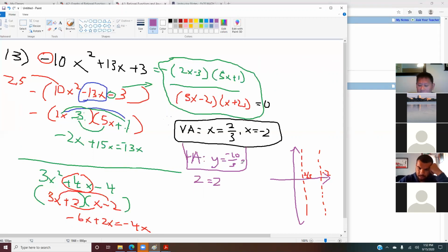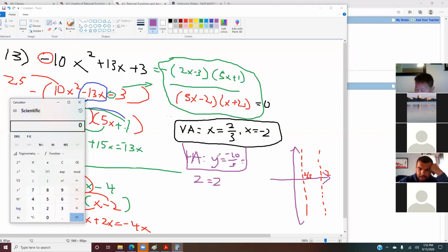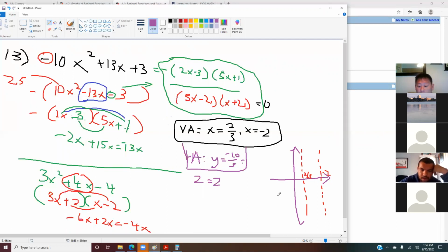What is negative 10/3? Let me use my calculator. Negative 10/3 is negative 3.333. So this negative 3.333 will be your horizontal asymptote. Your graph will look very similar. Make sure you have all these correct asymptotes, and when you draw your asymptotes, you have to use a dashed line.